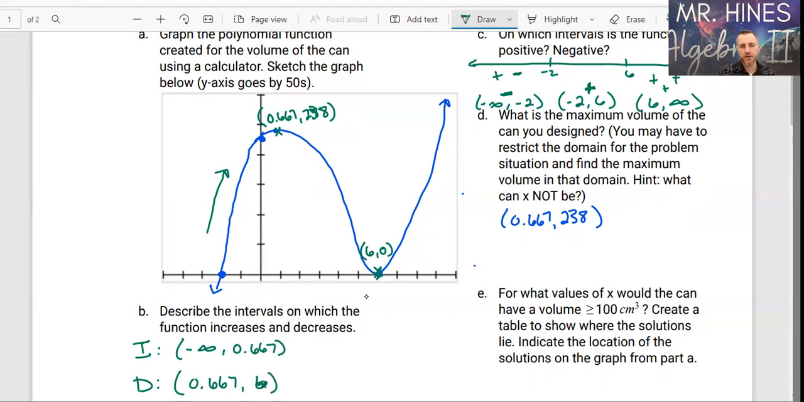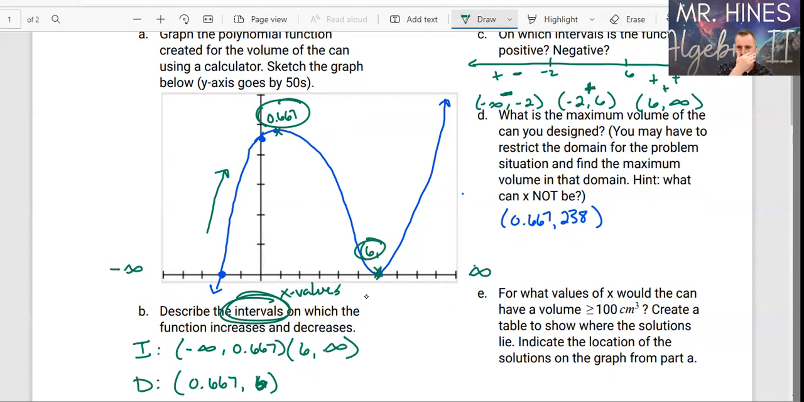Why 6? Why not 0? Because it's the x values. Anytime you see intervals, x values. If you have to, you can just erase the y values on your paper. Only use the x value numbers. So you see we start at negative infinity, then we go to this one, and then we go to this one, and then we go to infinity. Those are the only numbers that you should see in your intervals. So once we get to 6, we stop decreasing and we start increasing. We never stop increasing after that. So there's our intervals increasing and decreasing.